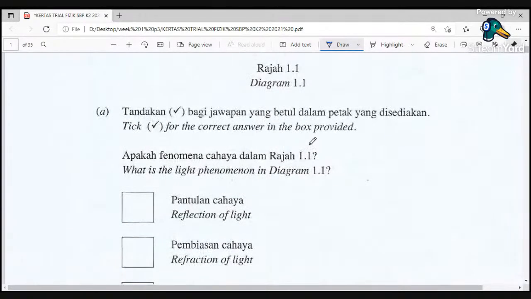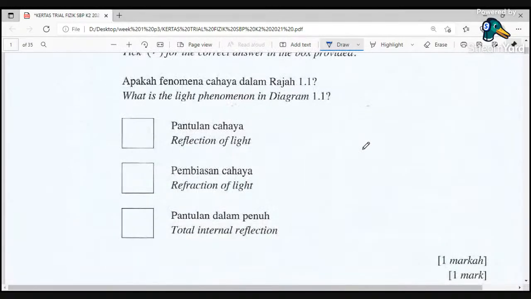Next, A. What is the light phenomenon in diagram number 1? You just tick one of the box here. Okay, one only.